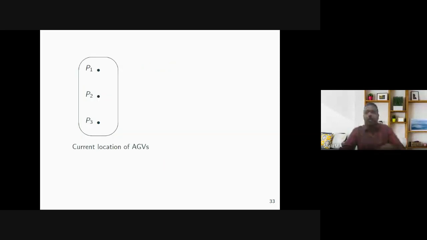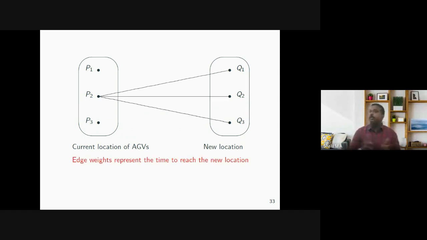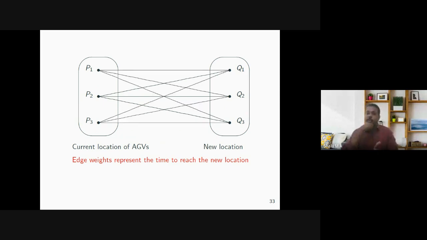So what are you doing? Look at the simple mathematical model in this. You have the current location of these automated guided vehicles, and then the new location. And we know the current location of the vehicle and the new location. And you know the distance or time required to reach that place, and you can create edges, and this edge weight represents the time. So if I look at it, these are the possible paths.